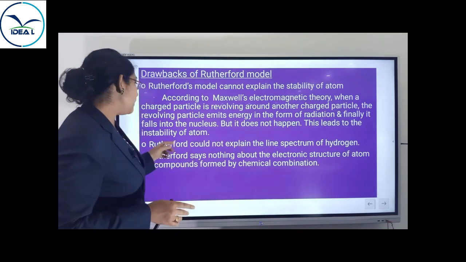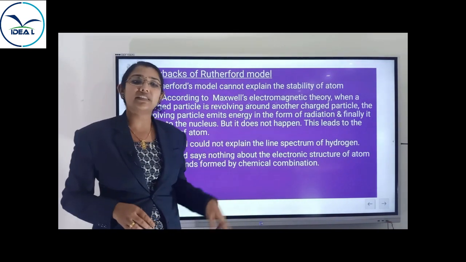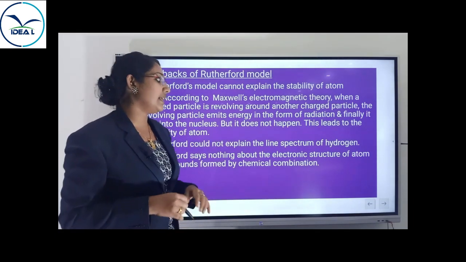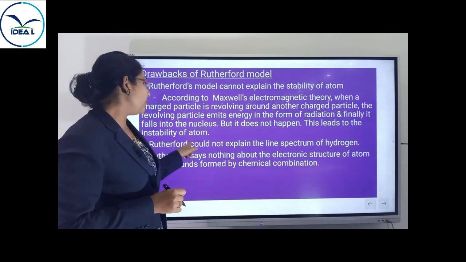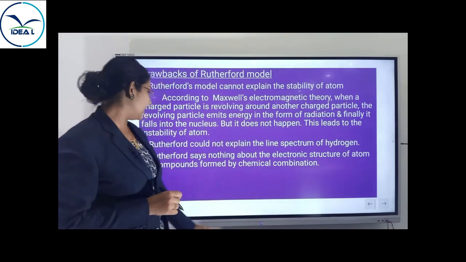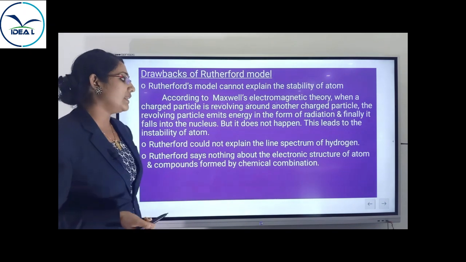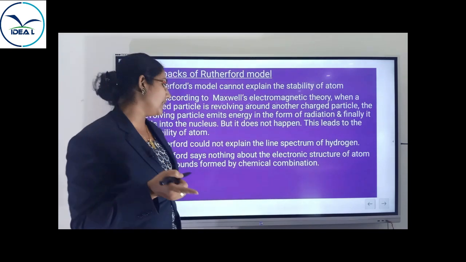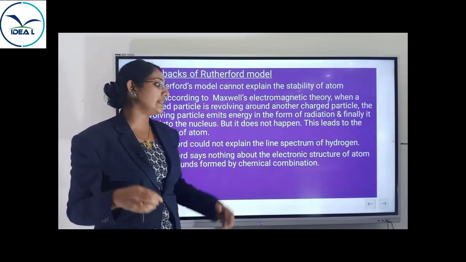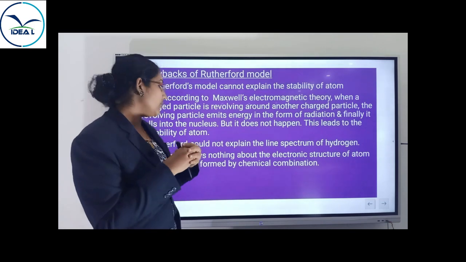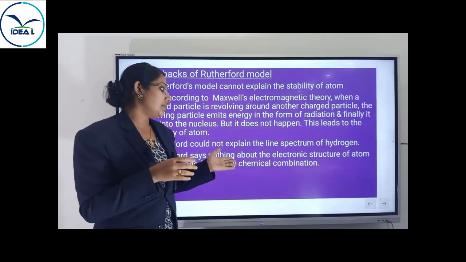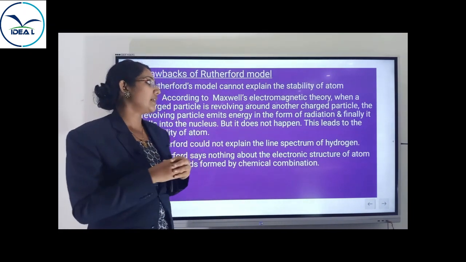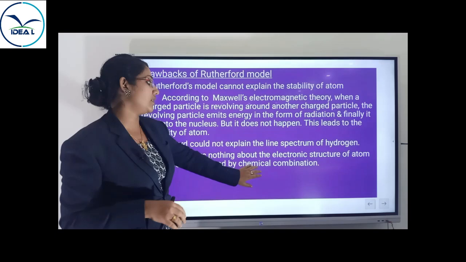Okay. The next one is that Rutherford couldn't explain the line spectrum of hydrogen. In the coming portion, the line spectrum of hydrogen can be studied, but Rutherford could not explain it. Then Rutherford says nothing about the electronic structure of the atom and compounds formed by chemical combination. You already learned about compounds, and compounds are formed by the chemical combination of elements. But Rutherford couldn't explain the formation of compounds and also the electronic structure of the atom. So these are some of the drawbacks of Rutherford's atomic model.